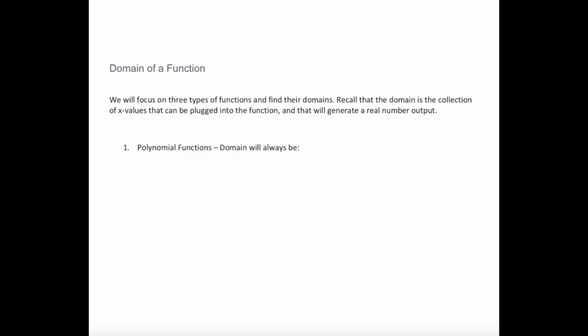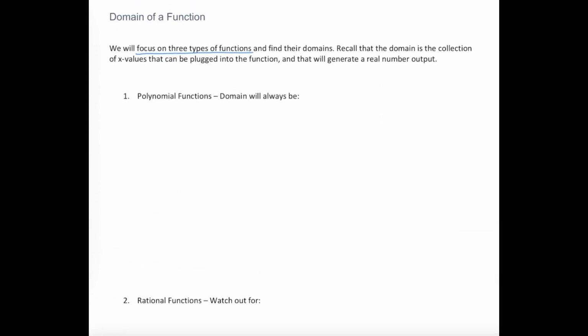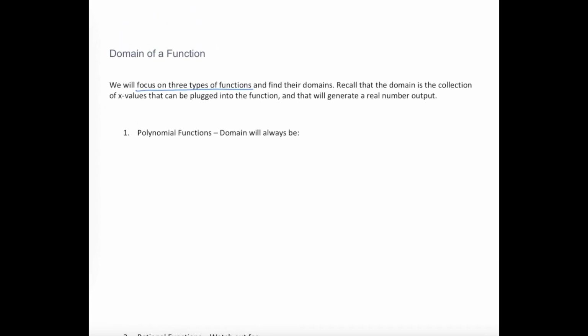To discuss the domain of a function and finding it algebraically, we're going to focus on three types of functions. The functions we're going to be focusing on are polynomial functions, rational functions, and also radical functions. And once we see the strategies for these three types, it's really going to help us when we're finding the domain for any kind of equation.